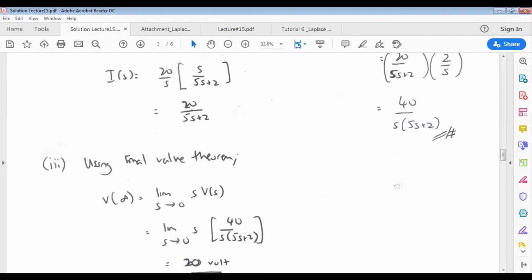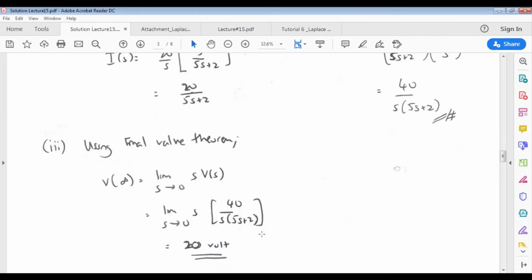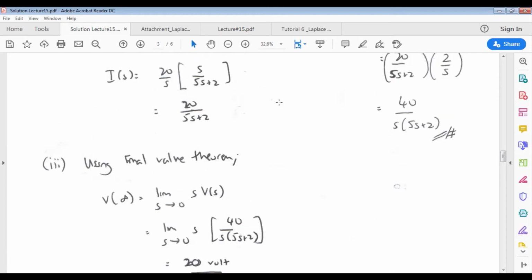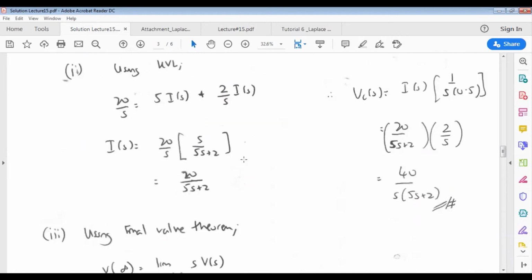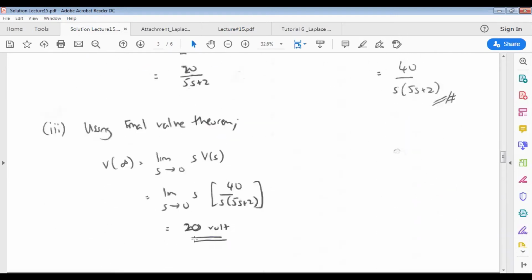So to find the final value for VC, we need to use this equation, limit of S times V(s). When we substitute S equals 0, S can be cancelled out initially, and we are left with 20 volts. Which means that for this VC(s), the voltage across the capacitor, the final value in time domain is 20 volt.